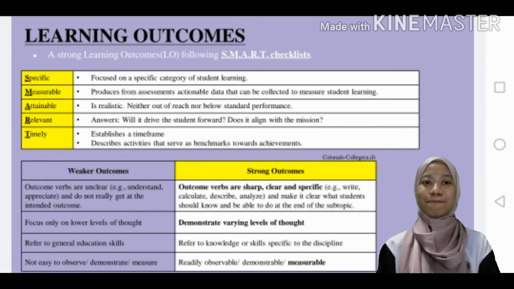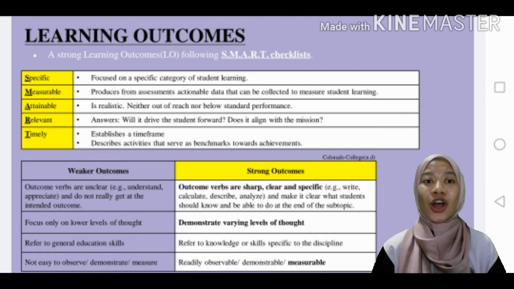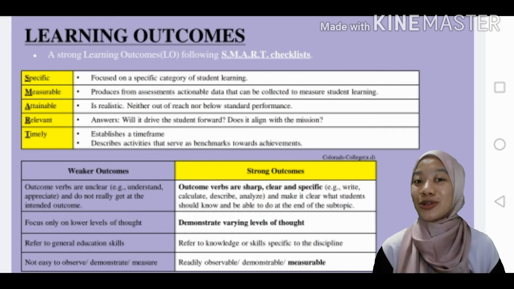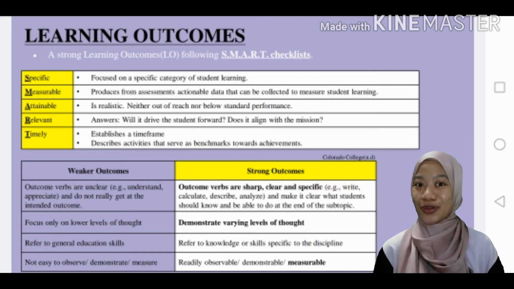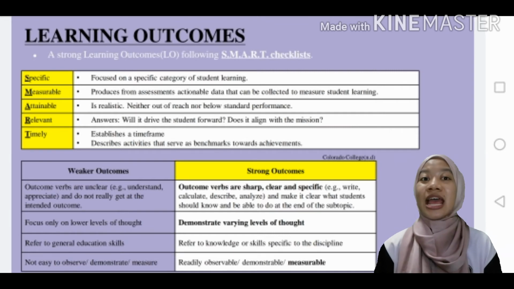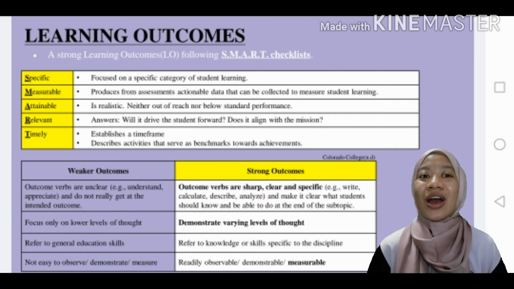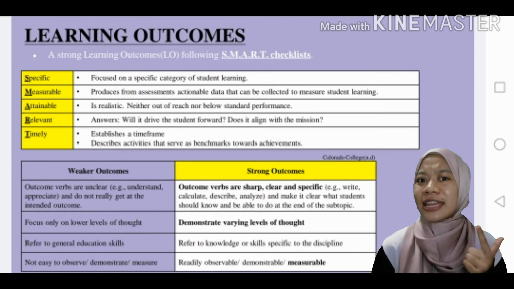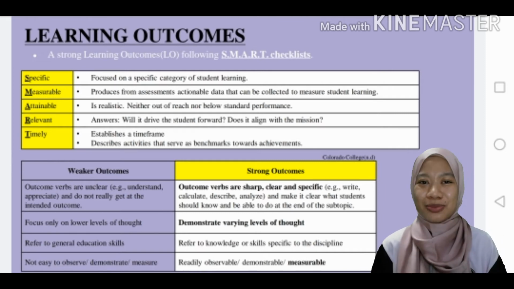subtopic. Next, strong outcomes also demonstrate varying levels of thought. For these levels we can refer to Bloom's taxonomy, and I will show you the example later. And strong outcomes are also readily observable, demonstrable, and measurable.